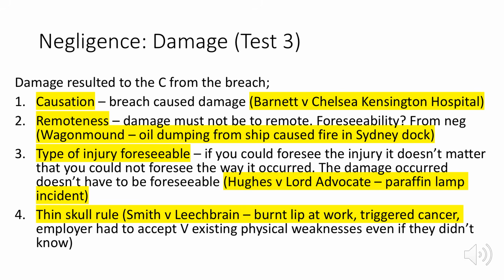Type of injury foreseeable. If you could foresee the injury, it doesn't matter that you could not foresee the way it occurred. So the way the damage occurred doesn't have to be foreseeable. Hughes v Lord Advocate. And lastly, the thin skull rule. So Smith v Leech Brain.